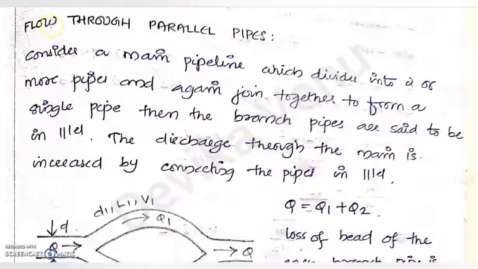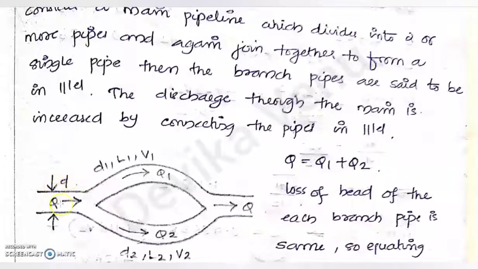Hello students, now we will see flow through parallel pipes. In this case, consider a main pipeline of diameter d, and we are dividing this pipe into two branches, and again it is joining to form a single pipe. This particular case is known as a parallel connection.